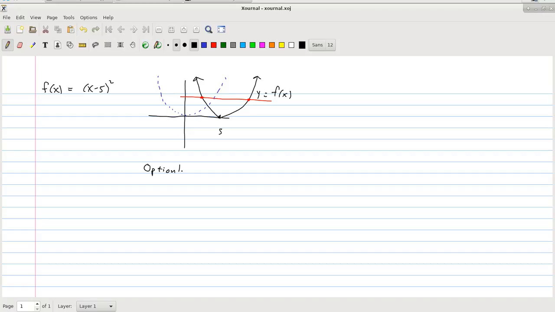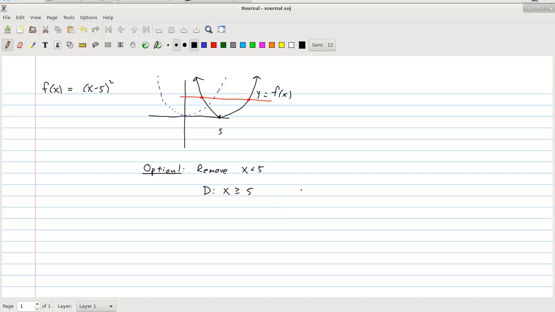So for the first, option 1 would be to remove this left piece over here on the left-hand side. So remove everything that is less than 5. Doing that, our new domain is the rest, x greater than or equal to 5. Well, let's see what the inverse would be in this case.